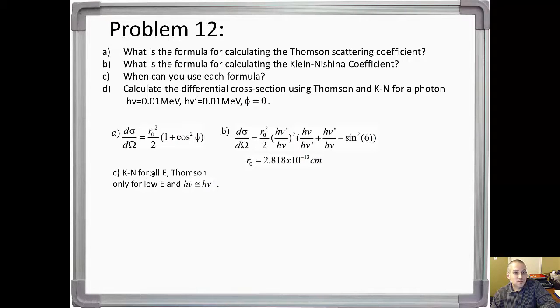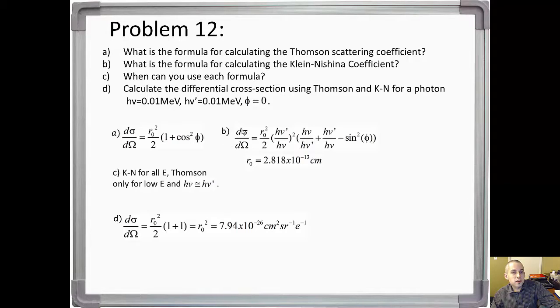Okay, so let's move on to D. Example calculation with them both. So calculate the differential cross-section using both the Thomson and Klein-Nishina formulas for a photon of hν 0.01 MeV, scattered photon energy of 0.01 MeV, so they are approximate, and an angle of 0. So I can easily plug these in. In the first case, I plug in 0. I get 1 plus 1, 2, I cancel it out. I get just the radius of the electron. This is the electron radius squared.